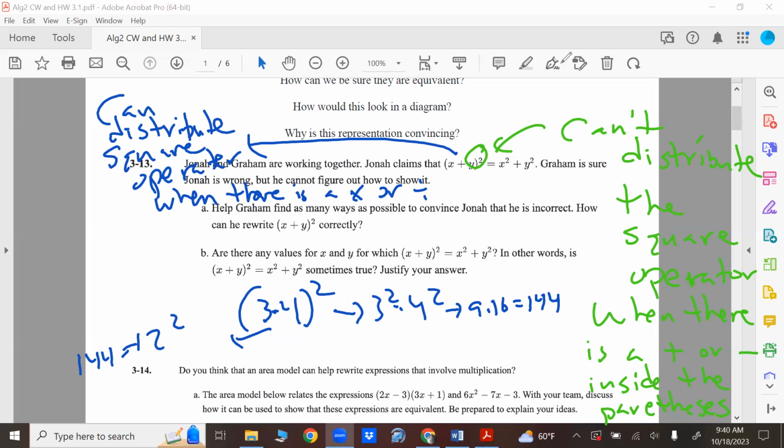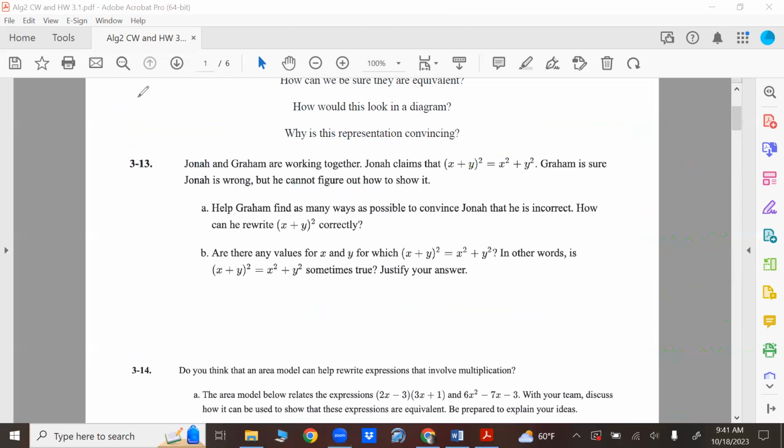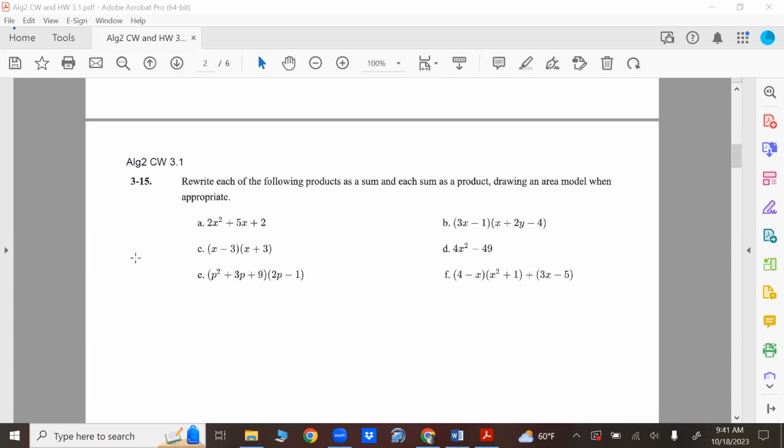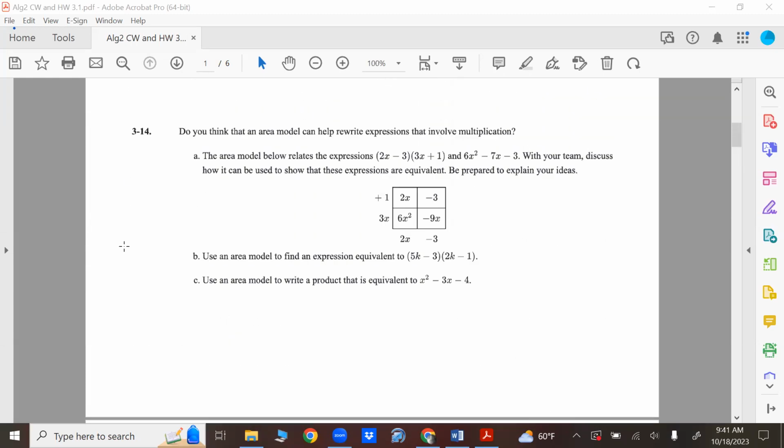So hold on. Need updates. And it's gonna take a little getting used to here. All right, let's look at 314. And we'll do some practice problems on the next page. Do you think an area model can help rewrite expressions by multiplication? Totally, 100% it can. So see what they did here. They did a box, and I think you guys have had me as your teacher before, and I've probably done this with factoring with you guys.